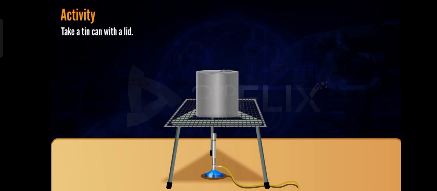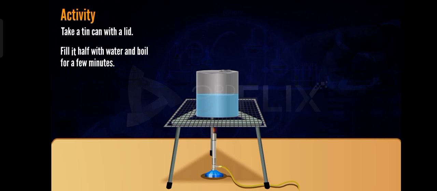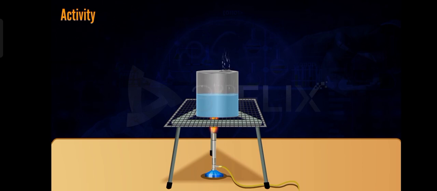Activity. Take a tin can with a lid. Fill it approximately half with water. Heat the can on a candle flame till the water boils. Let the water boil for a few minutes. Blow out the candle immediately.